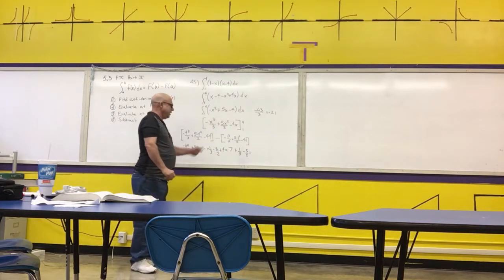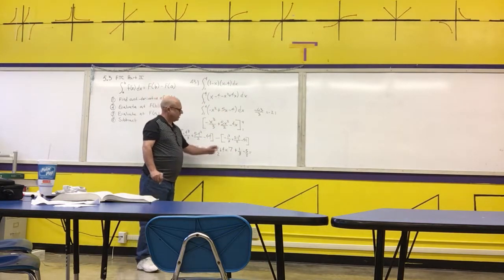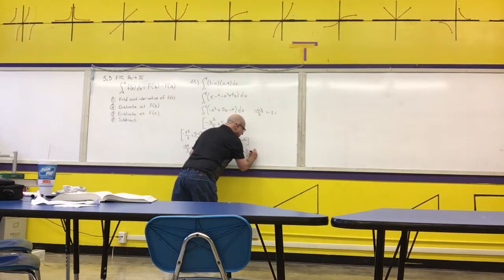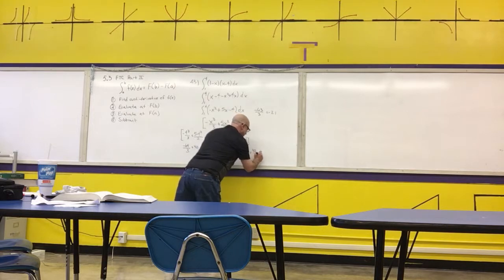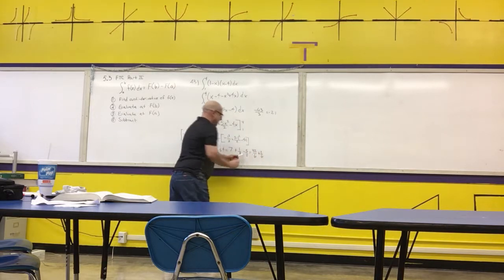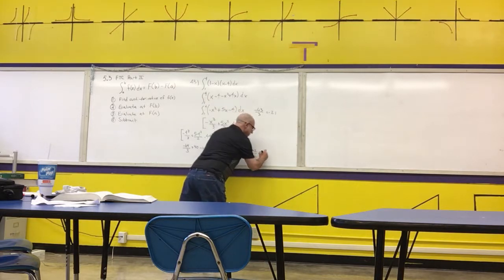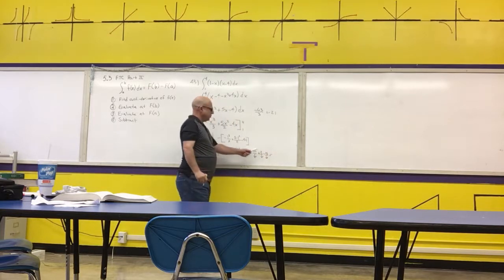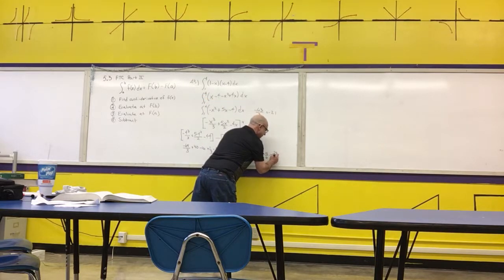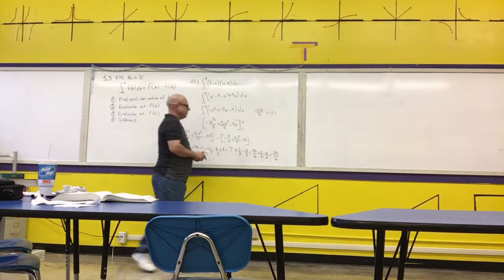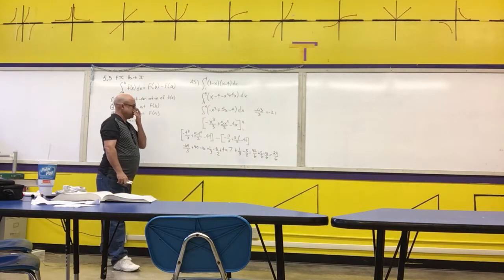The LCD is sixths. So I end up with 42 sixths plus 2 sixths minus 15 sixths. 42 plus 2 is 44. Minus 15 is 29. So I have 29 sixths as my final answer.